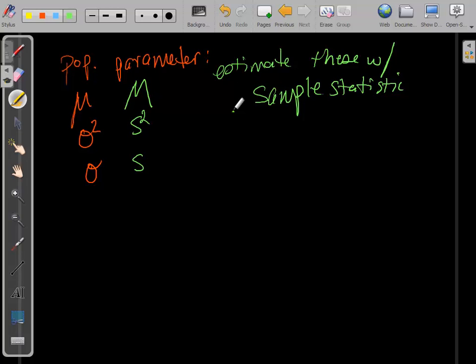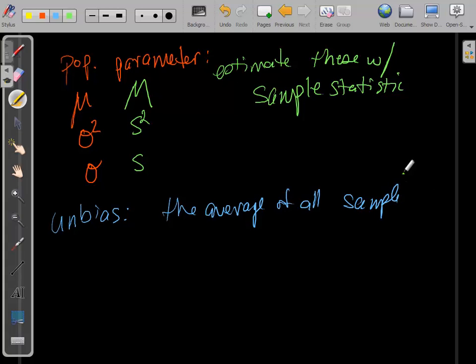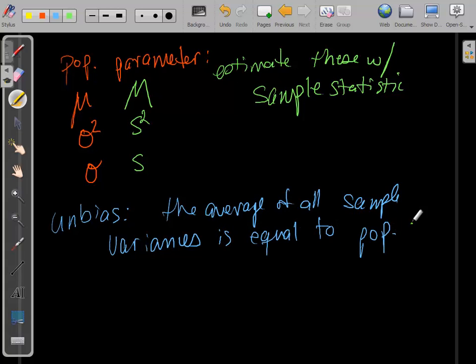If we do not divide by n minus 1, we have what we call a biased estimate. Okay, so we are always looking for an unbiased estimate, and unbiased means if a statistic is unbiased, it means that the average of all sample variances is equal to population variance.